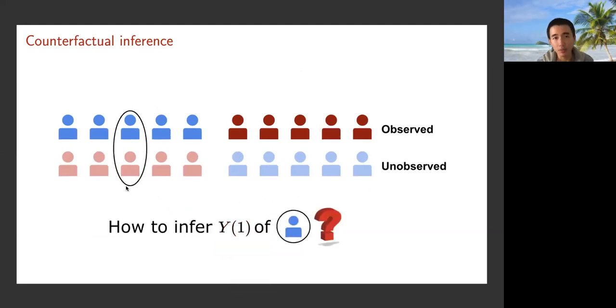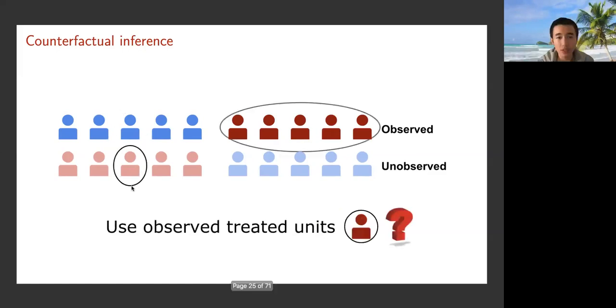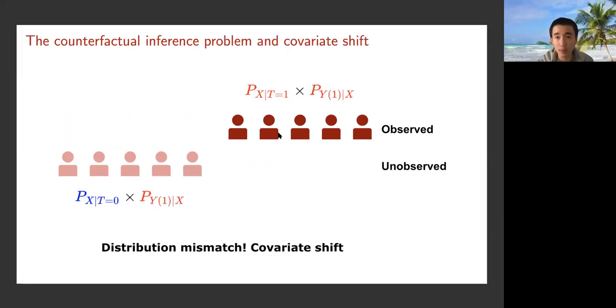So now our goal is to make inference of y1 of a control unit. And a naive approach is to use this observed treated group to make inference on this unit, because this group is the one that carries the information of y1. But there's a problem, which is that there's a distribution mismatch between these two populations, between the study population and target population. So it turns out that the joint distribution of x and y1 can be decomposed in this way for the observed treated group, where the conditional distribution of y1 given x is this, and the covariate distribution is x given t equals 1. So this is by definition, because this is the treated group.